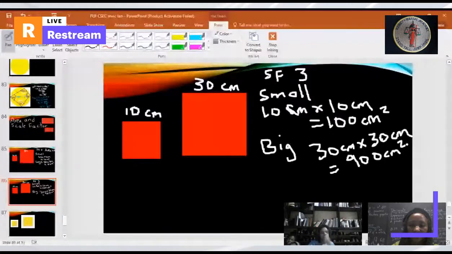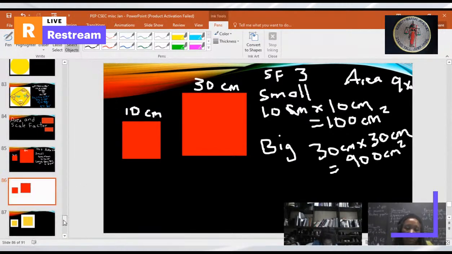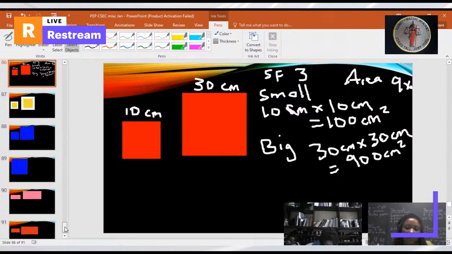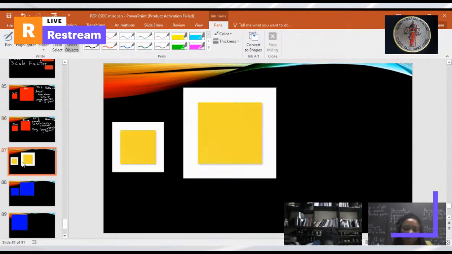So what can we say about this? Miss, it's 9 times the area of the small square. All right, so the area of the big one is 9 times the area of the small one. Yes. Okay, let's do 2 more and see if we have a pattern.